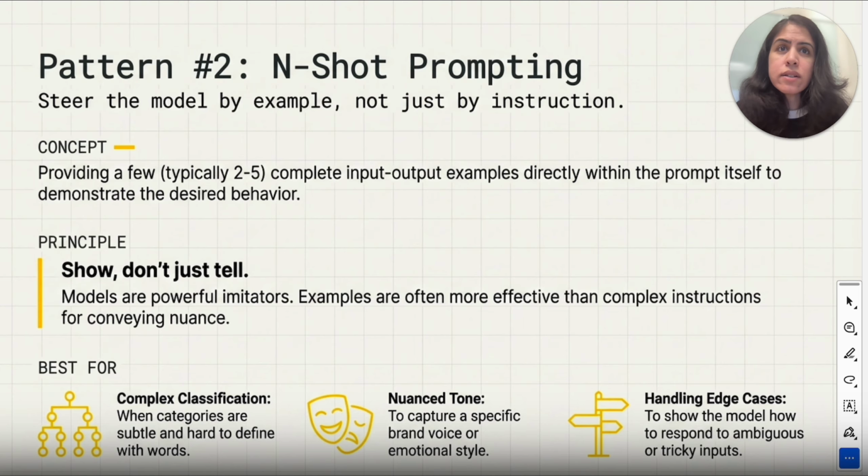Next, let's look at how few-shot prompting helps. This is where you provide 2 to 5 input-output examples to steer the response structure. You show, you don't tell.